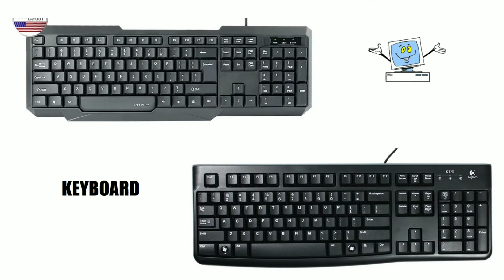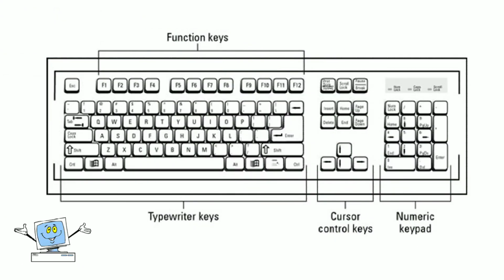Here are examples of commonly used keyboards. A keyboard is divided into 4 key areas. The first one, we have the typewriter keys, where you can find the letters and numbers. Next we have the function keys, found on the top row, which perform different functions depending on where they are used.